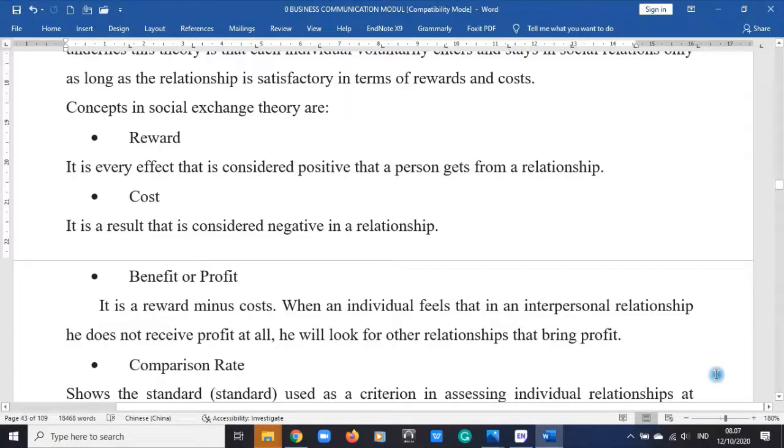When you have a relationship with other people, you must find the benefit, right? When you think your relationship is not giving you benefit, only costing you a lot, but no reward, no benefit, then people will tend to find somebody new, right? Like, when you feel your partner is not really good, then you will tend to find a new partner.